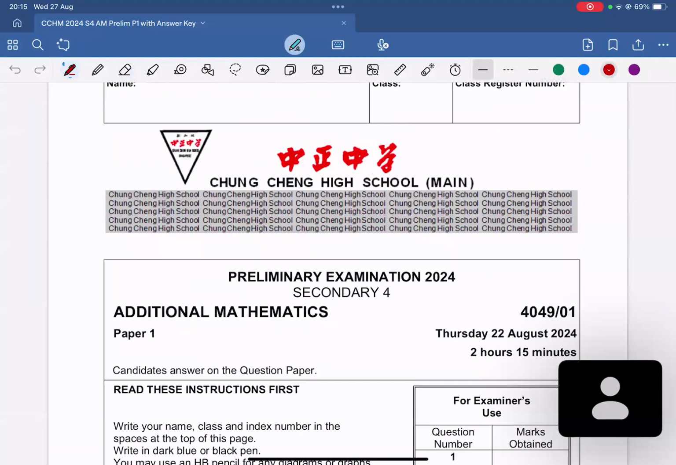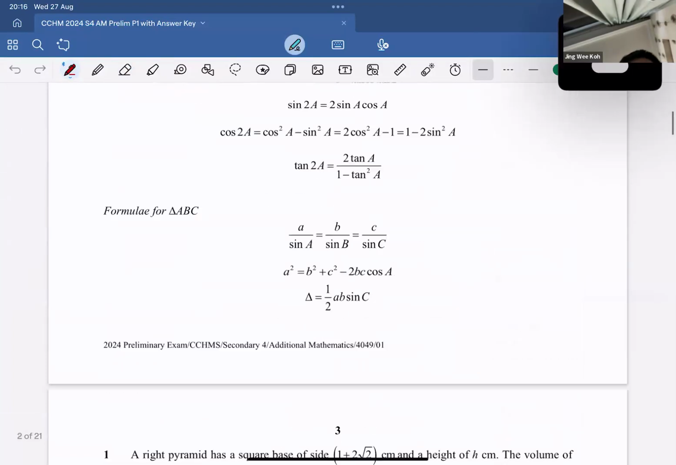Paper 2 yet? Is it hard? No, I never see. But who cares?